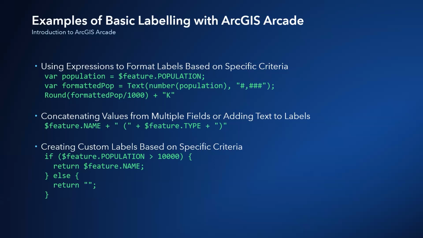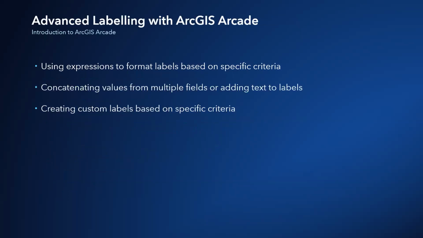And you can create custom labels based off of specific criteria. So in this expression, the if statement is going to check if the population is greater than 10,000. And if it is, it's going to return the value from the name field. And if the population is less than or equal to 10,000, it's going to return an empty string, effectively hiding the label for those features.